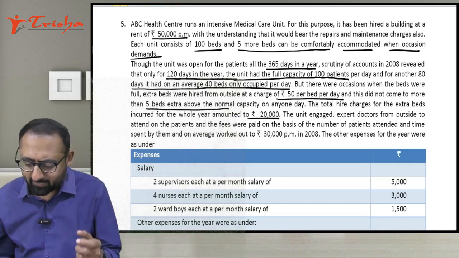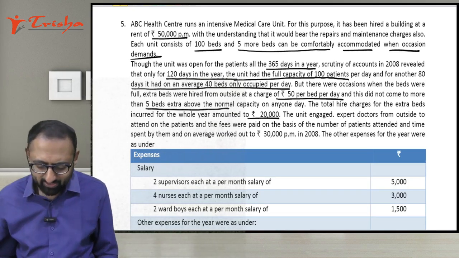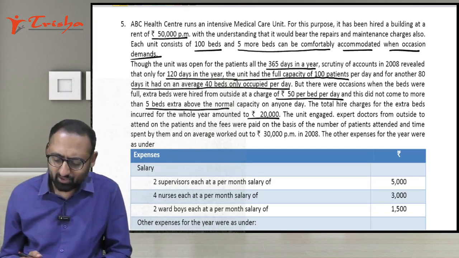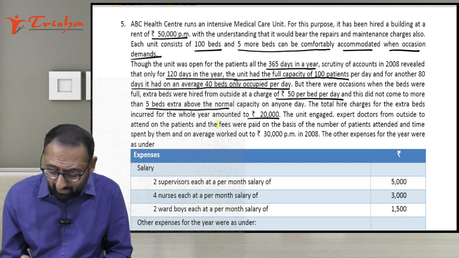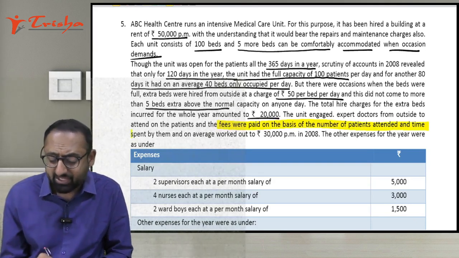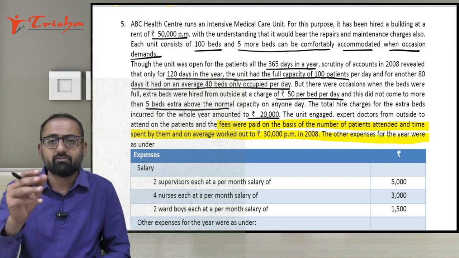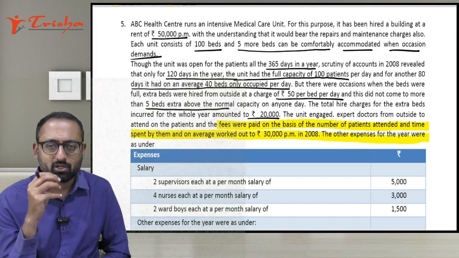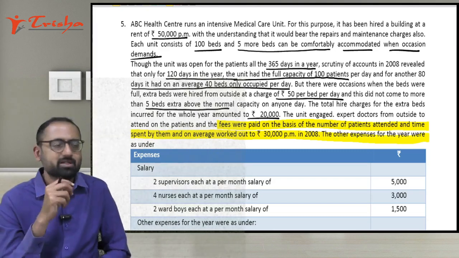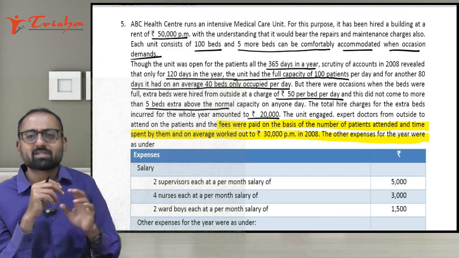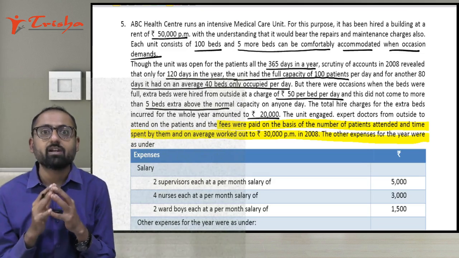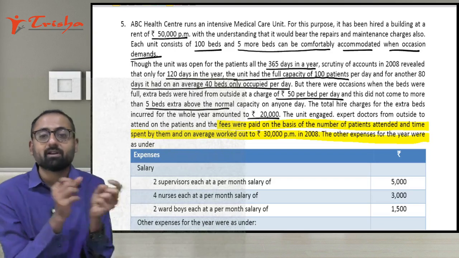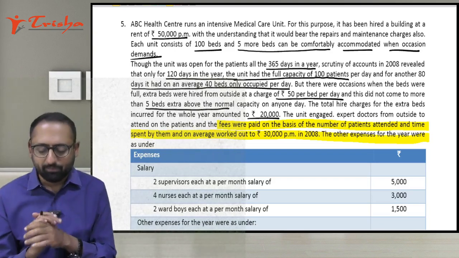The unit engaged expert doctors from outside to attend on patients, and fees were paid on the basis of number of surgeries. Their fees are dependent on number of patients attended and time spent by them. So it is a variable expense. You are appointing expert doctors and their salary is dependent on, what? It is not a monthly salary, guys. On an average, they have given the salary, but their salary is dependent on number of patients attended by them and time spent by them. So it is a variable expense and not a fixed expense, although it is given as a round figure of 30,000 per month. So it is dependent on number of patients. It is a variable cost.